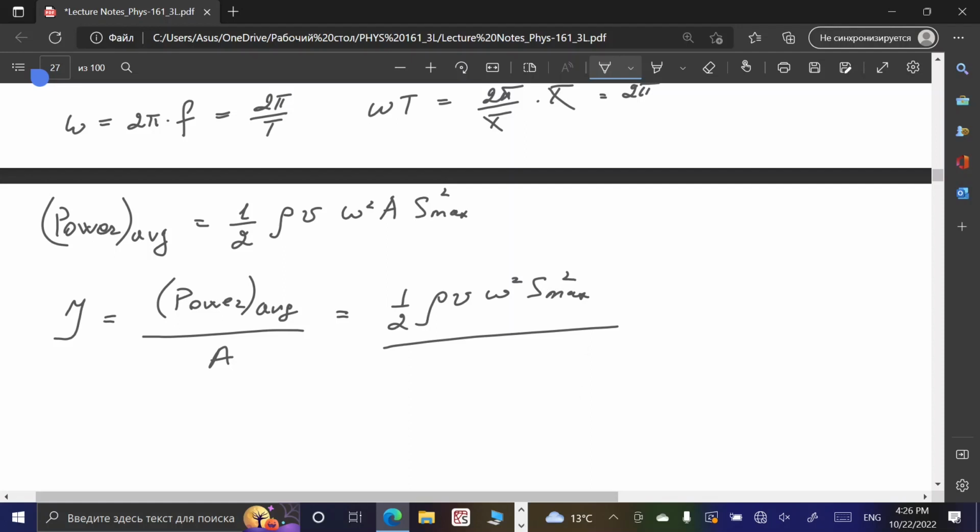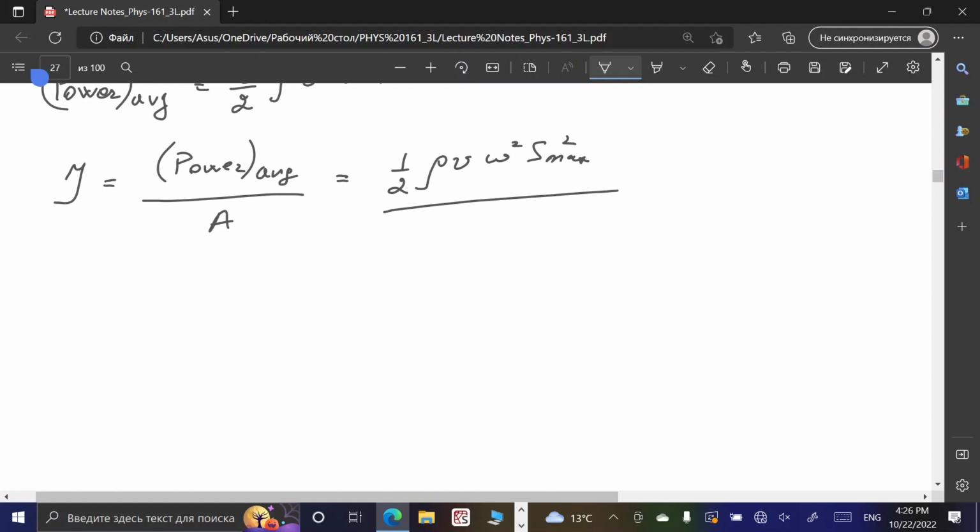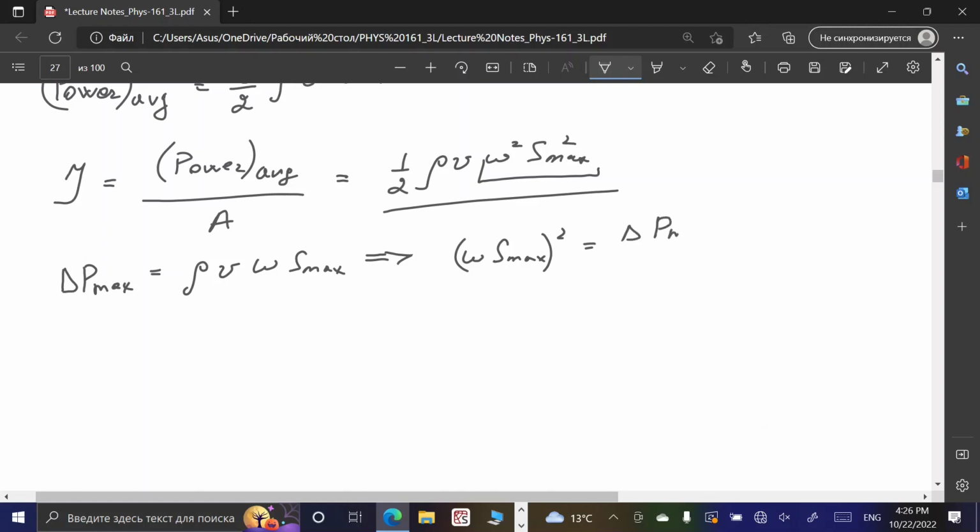So that is not very practical because we don't measure displacement of air particles. We deal with change of pressure. So we recall that delta P maximum is equal to rho times V times omega S maximum. From here, we can express this product. So omega times S maximum squared will be equal to delta P maximum squared divided by rho squared times V squared.